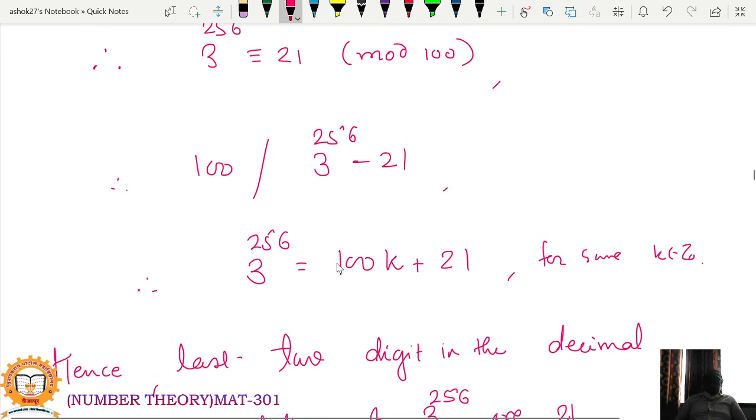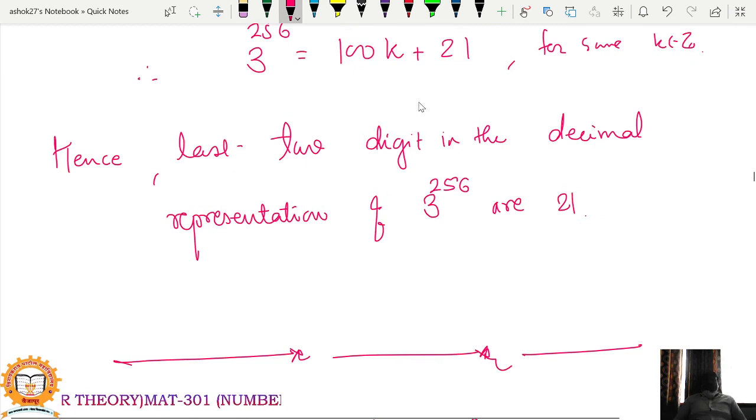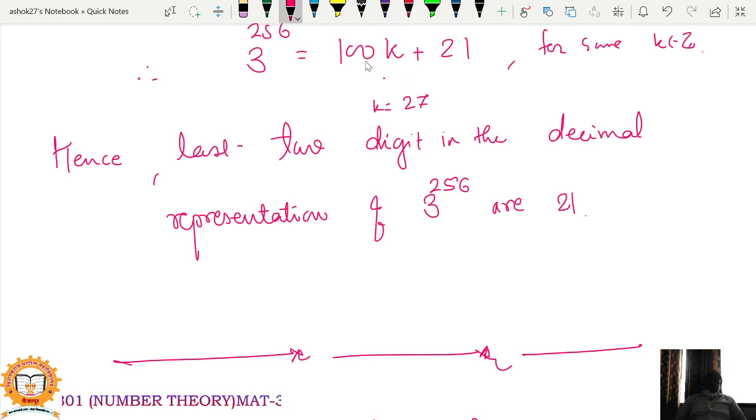So what are the last two digits? You can take any value of k. Last two digits will be 21, because suppose you take k equal to 27, so what is 100 into 27? That is 2700, and plus 21 you will get 2721. So last two digits are 21. You can take any integer; surely always the last two digits will be 21.